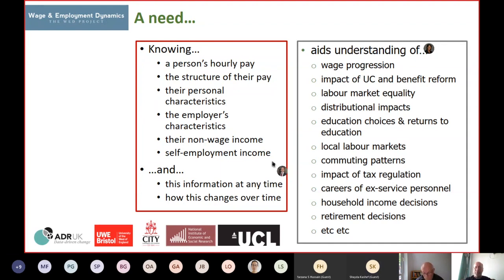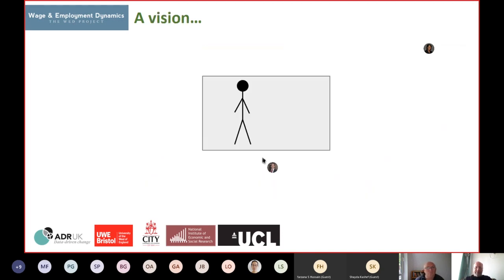From the Ministry of Transport wanting to know about commuting patterns, the Ministry of Defence wanting to know about what happens to their service personnel, to key interest to departments concerned directly with employment and labour, such as BEIS or HMRC. So that is a nice need. How can we actually make this work?